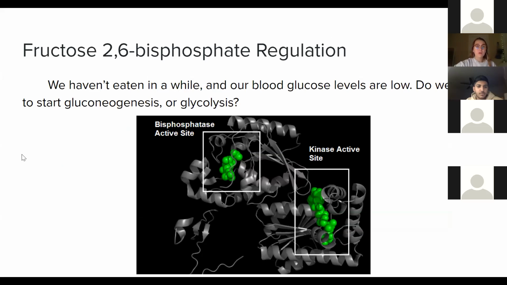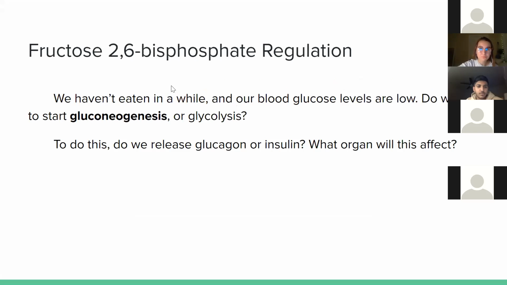Okay, so essentially I'm going to first cover regulation of fructose 2,6-bisphosphate. So the conditions that we're given is we haven't eaten in a while, so therefore our blood glucose levels are low. So knowing this information, do we want to start gluconeogenesis or glycolysis?